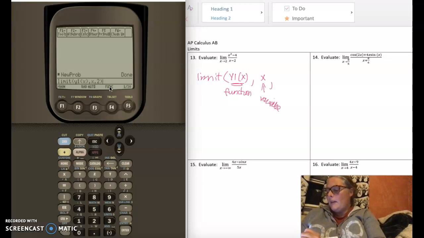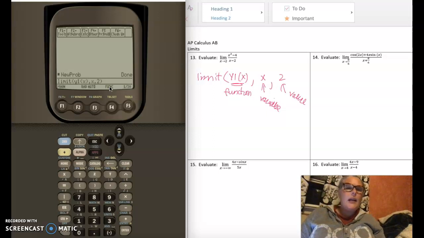comma, approaching 2, the value we're approaching. Oy, you know what I'm saying. So the value we want to get to, end parenthesis, there. And then hit enter. There. So the value there is 4. So it just calculated the limit for you.